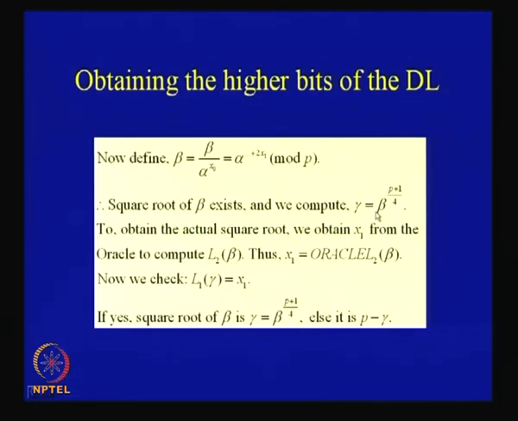We have actually obtained the value of gamma, and I know that computing L1 gamma is easy. So, I can compute the value of L1 gamma and check whether it is equal to what oracle L2 beta returns. If this is so, then the square root of beta is indeed beta to the power of (p+1)/4, else it is equal to p minus that. So, basically at each stage you are sure about what the square root is, and therefore you can continue this method.